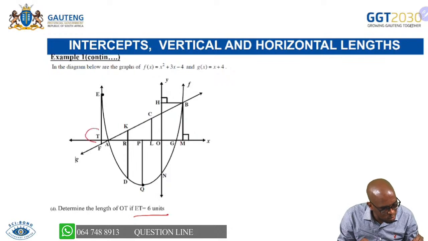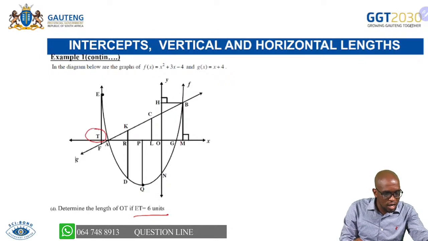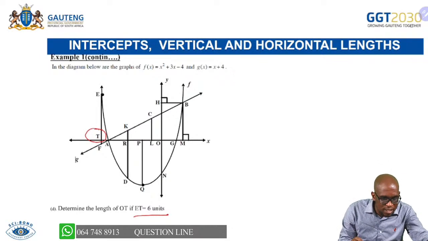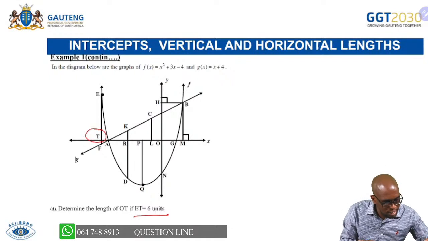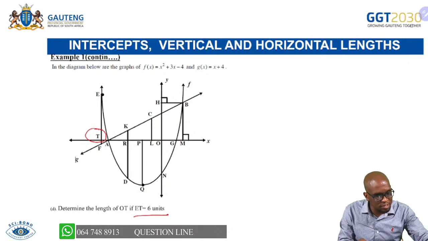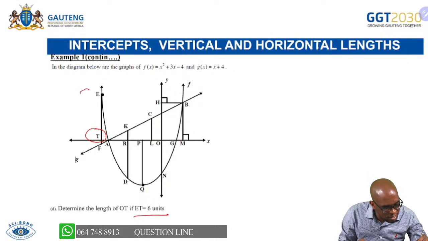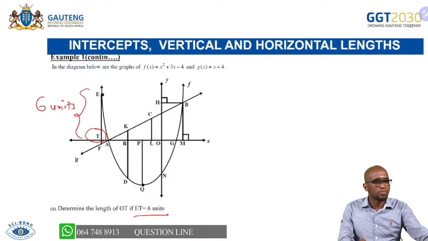OT. This is point T on the graph. And point T on the graph does not lie on either of the two functions. It does not lie on the parabola. It does not lie on the straight line. But looking at the vertical length ET, we are given that the vertical length ET is 6 units.